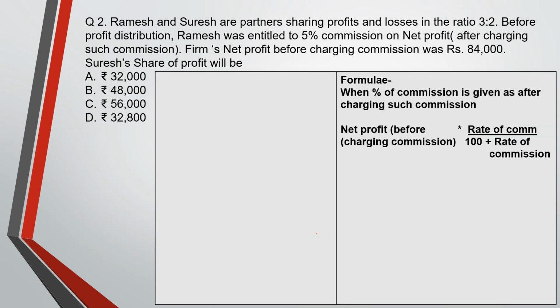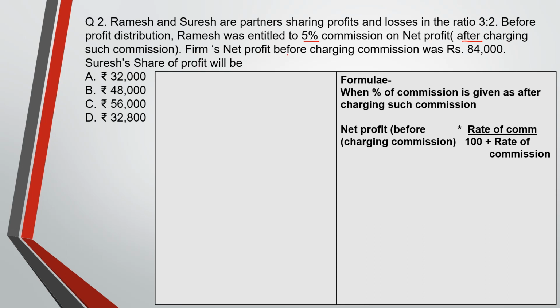So now moving on, let us go to the next question. We learn one more concept here. Now here, Ramesh and Suresh are partners sharing profits and losses in the ratio 3:2. Before profit distribution, Ramesh was entitled to 5% commission on net profit after charging such commission. So he's entitled to 5% commission and that is on the net profit, but that net profit is after charging such commission. So while reading, this has to be kept in mind.